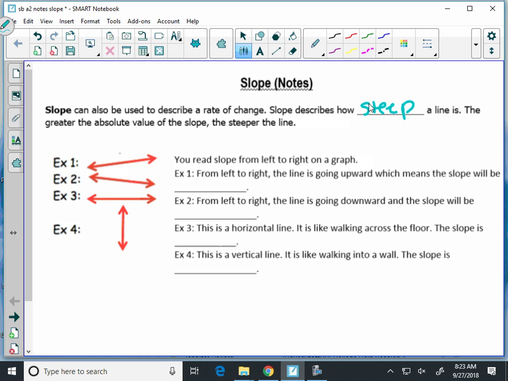So in this first example, example 1, from left to right, the line is going upwards. Okay, so we start on the left, we go to the right, it's pointing upwards. So we would say that the slope will be positive. Very good. From example 2, from left to right, the slope is going downward. So we're going to say that the slope will be negative.